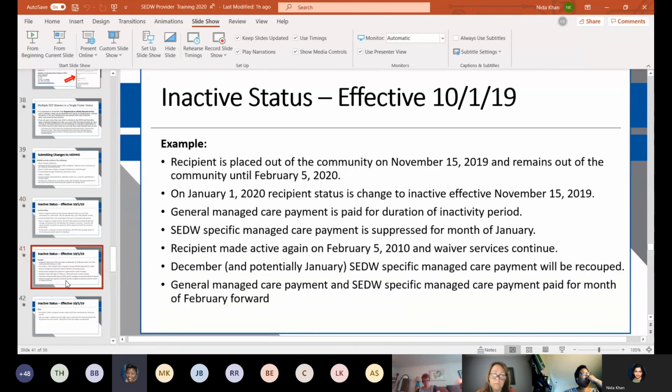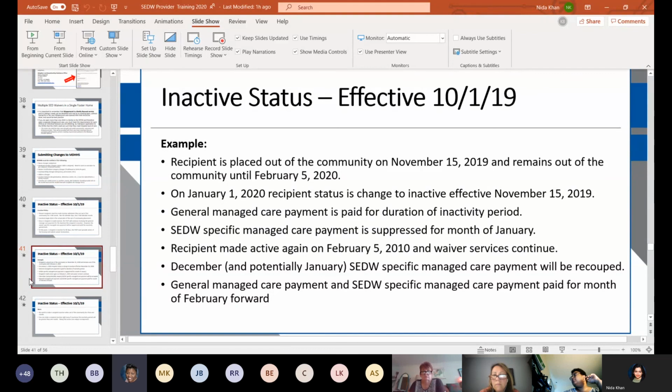Yeah. And just to reiterate, as we already talked about, we're not going to make them inactive technically when they're out of the community for less than a month, but we do need to know when they are out of the community for tracking purposes, to make sure that if they happen to stay out longer than the 30 calendar days, we can make adjustments accordingly.